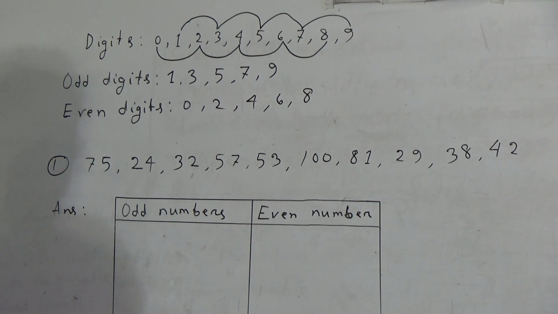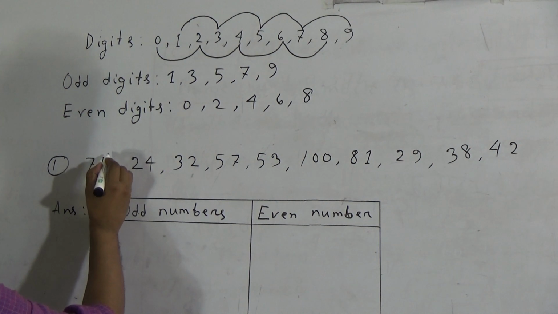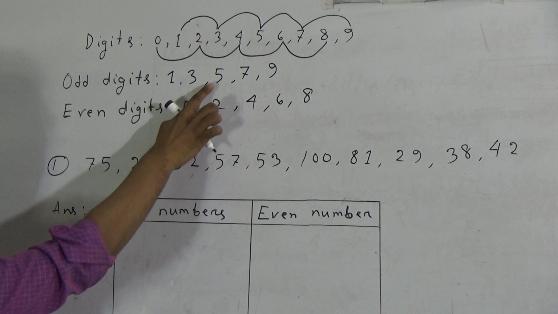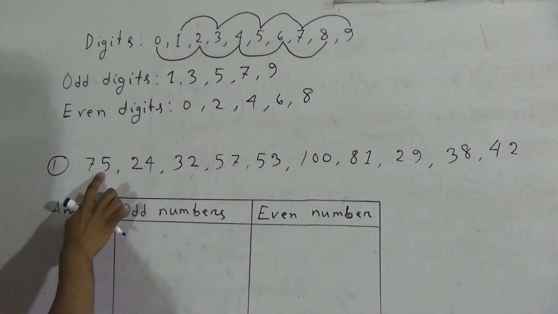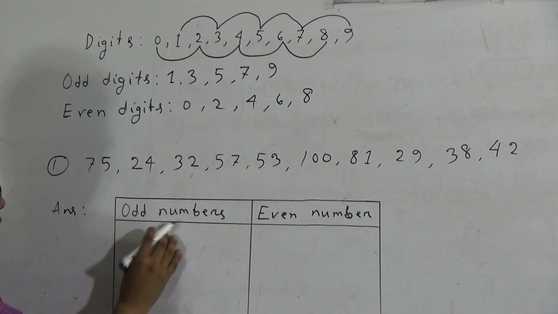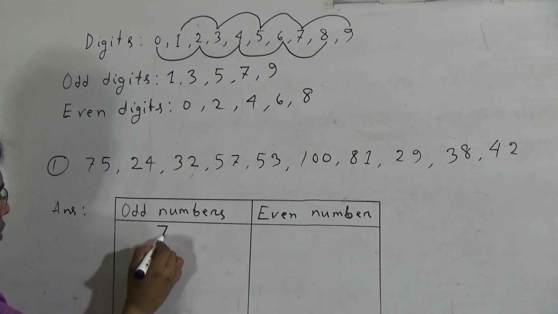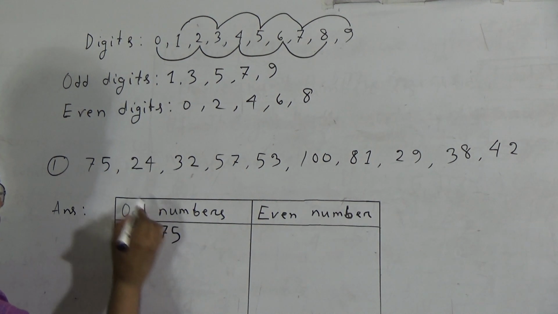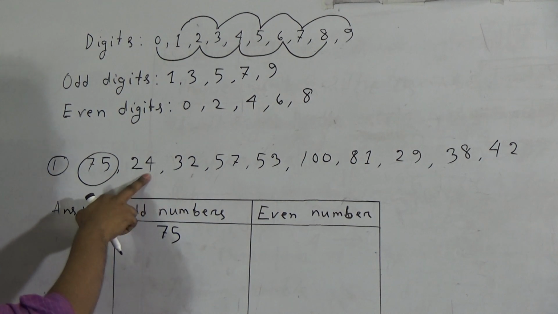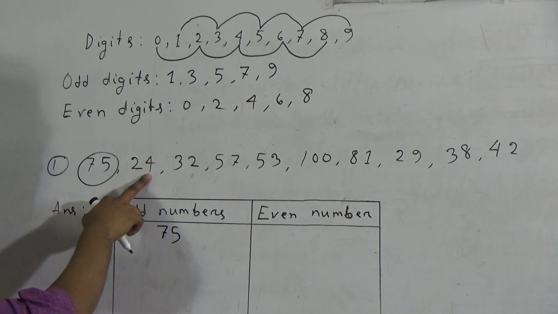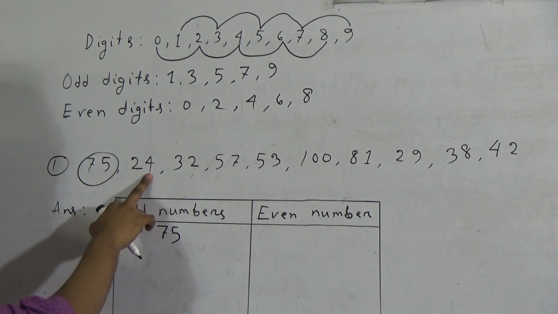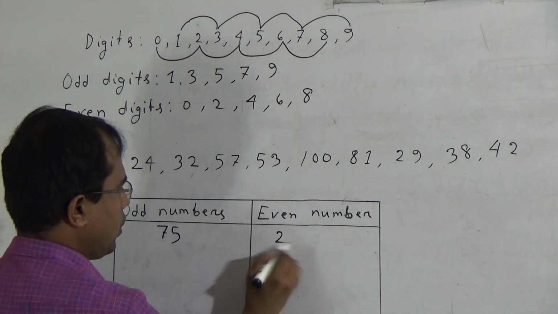Here at first 75. Here the ones place digit is 5, which is an odd digit. So 75 will be an odd number. So in this box of odd numbers, we will write 75. Now 24. Here the ones place digit is 4. 4 is an even digit. So 24 will be an even number. So we will write 24 here.